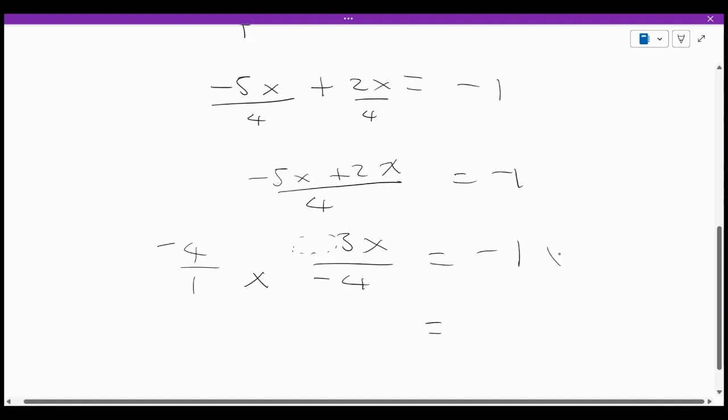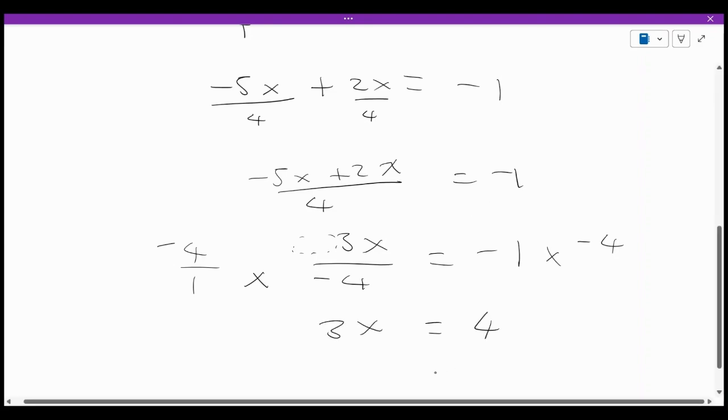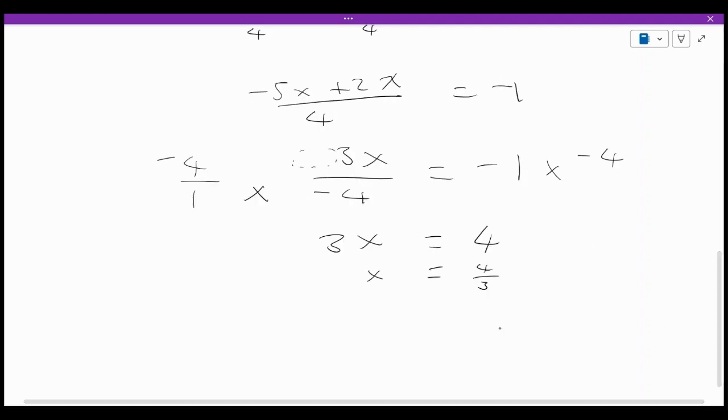This side must also be multiplied by negative 4, okay? Then we're just going to have 4 on this side and 3x on this side. And then our final answer will be x equals 4 over 3, because that 3 is multiplying, we need to divide by 3. Just skip the step and say 4 over 3 as our final answer.